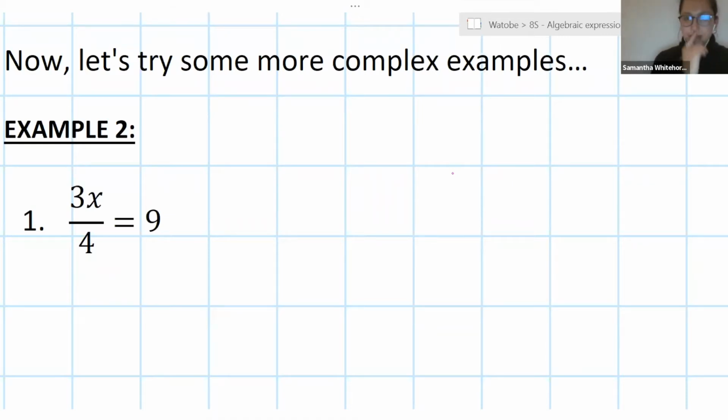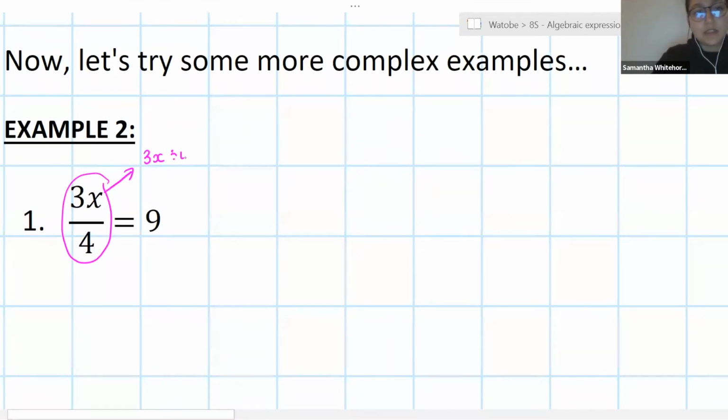That fraction is essentially implying that I'm doing a division. So that's the operation I'm working with. If we just consider the left-hand side, this is 3x divided by 4. My operation that I'm concerned with here is division. The opposite of division is multiplication. And so I want to times by the denominator. So I want to times by 4.